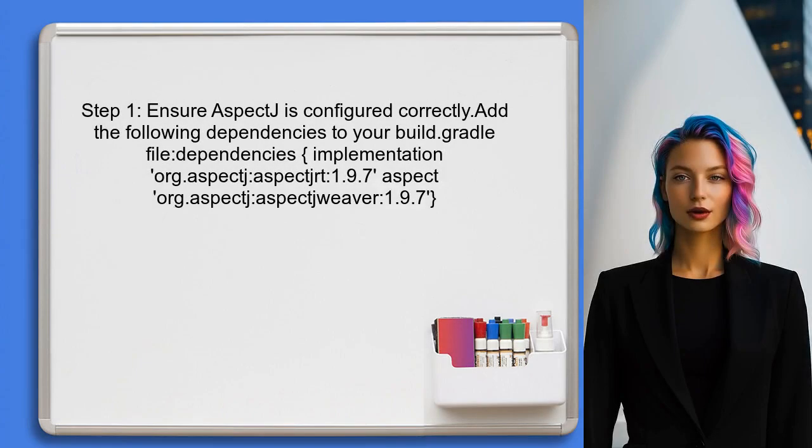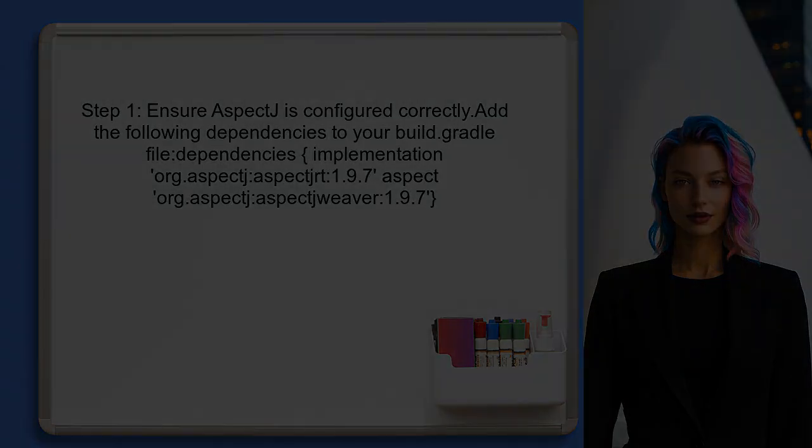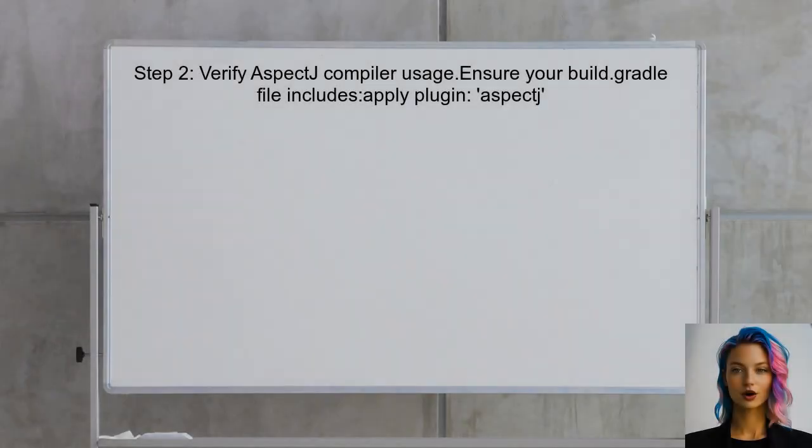To begin resolving this issue, the user should ensure that AspectJ is properly configured in their Kotlin project. This includes adding the necessary AspectJ dependencies to the build file. Next, the user needs to verify that the AspectJ compiler is being used. This is crucial for the annotations to be processed correctly during the build.